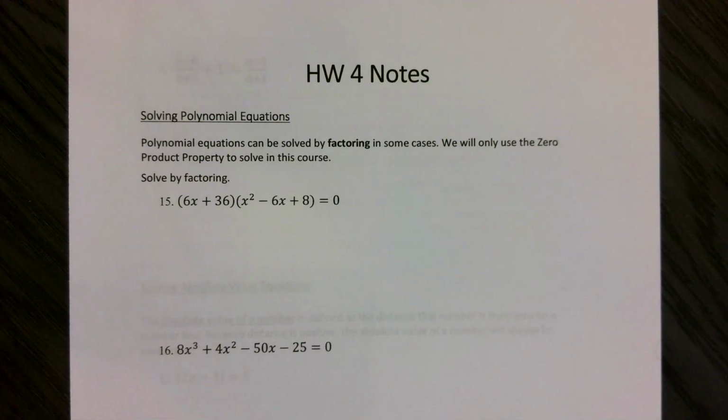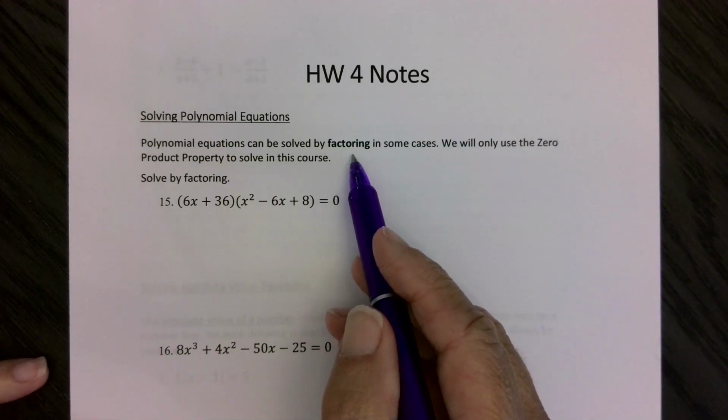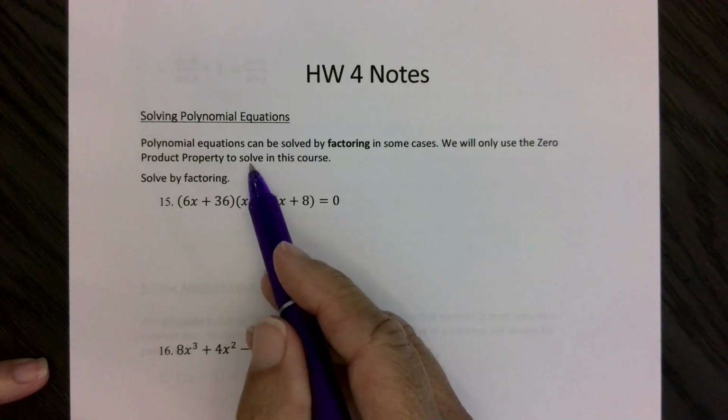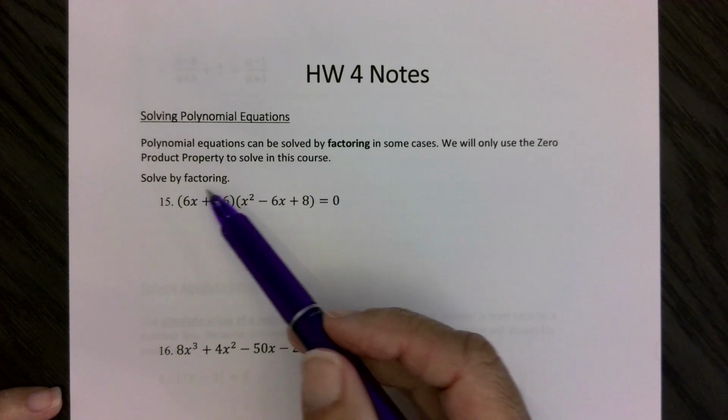Homework 4 notes. We're going to solve polynomial equations. Polynomial equations can be solved by factoring in some cases. We will only use the zero product property to solve in this course. All right, so solve by factoring.